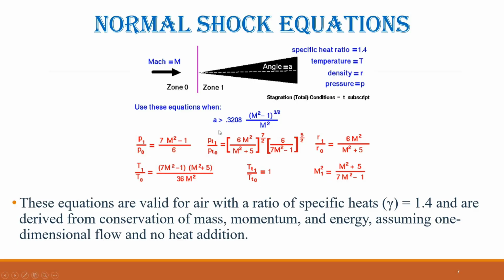The total pressure ratio, total P1 over total P0, is equal to the quantity 6 times M squared divided by M squared plus 5 raised to the 7/2 power, multiplied by 6 divided by 7 times M squared minus 1 raised to the 5/2 power. The total temperature ratio, total T1 over total T0, is equal to 1.